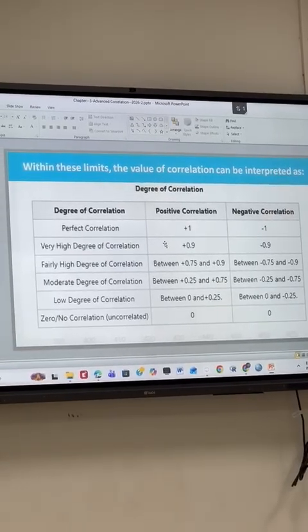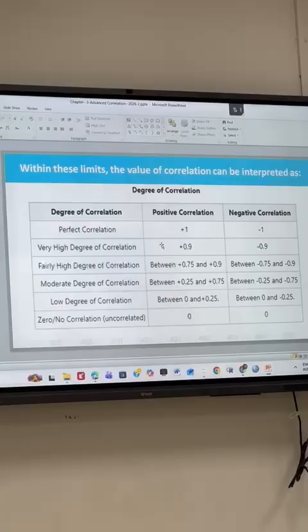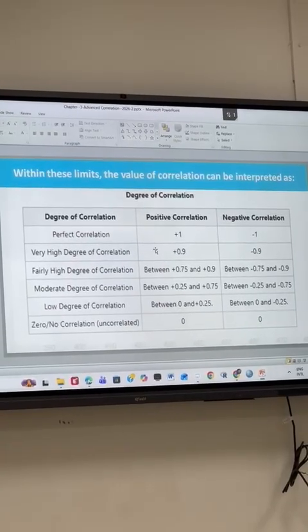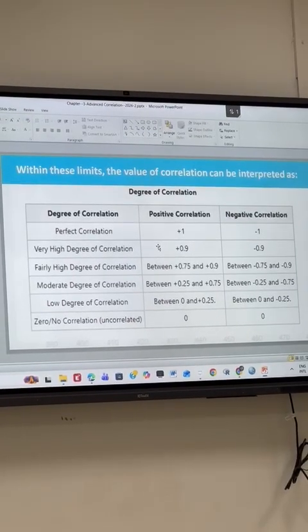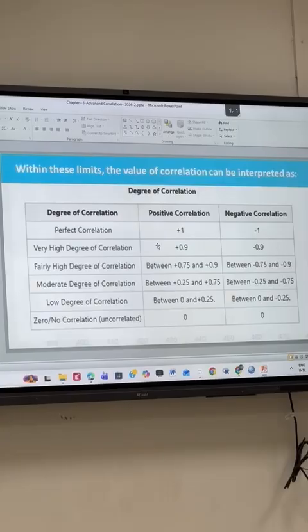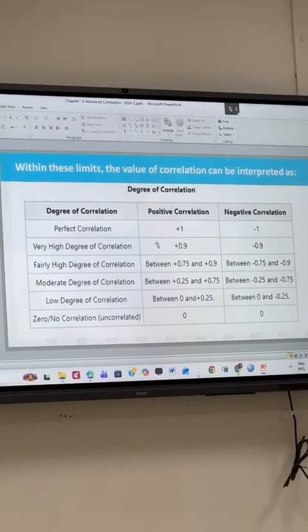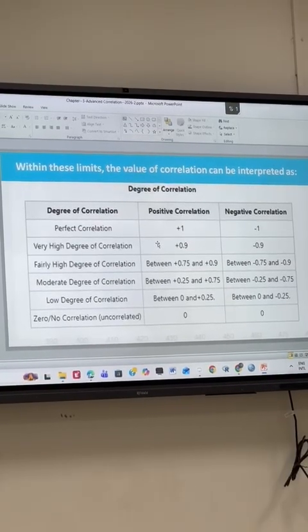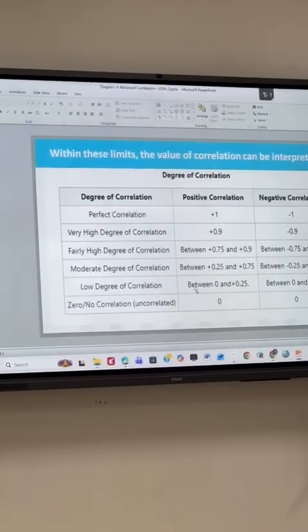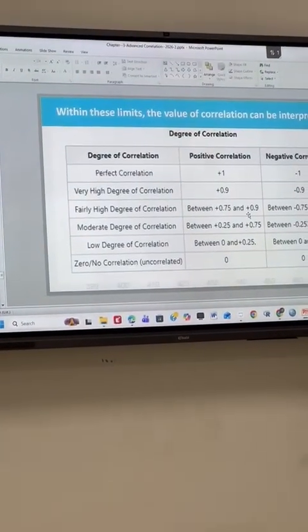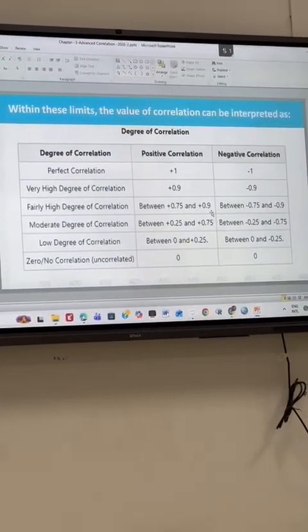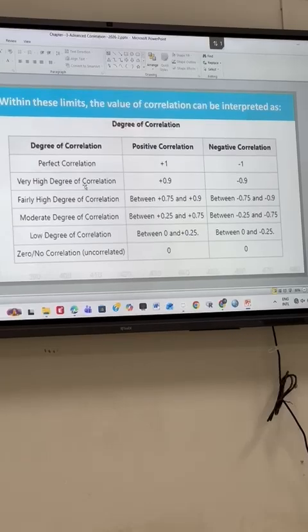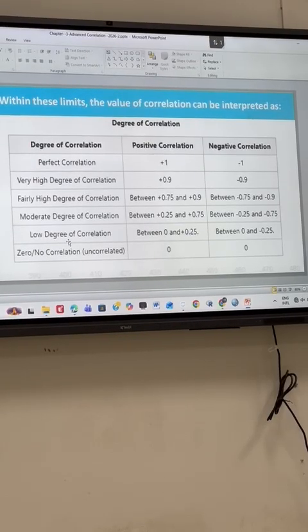In the examination, I can ask this question: the correlation coefficient is high if it lies between A, B, C, D. I will give the options. Or I give you a value: the correlation coefficient between height and age is 0.8. Is this correlation moderate, low, or high? Clear?